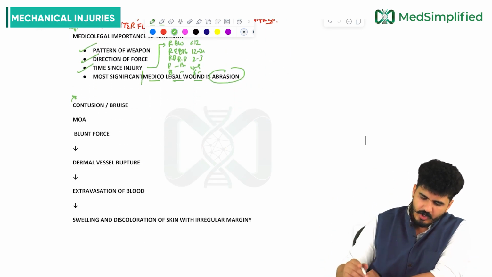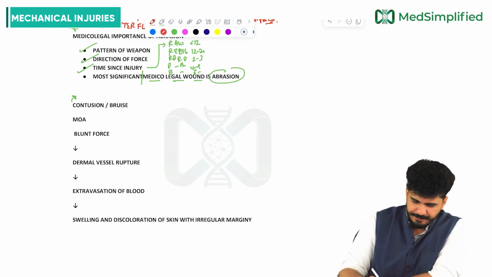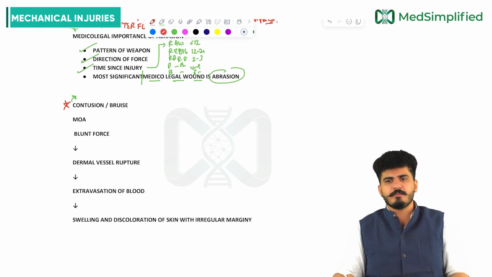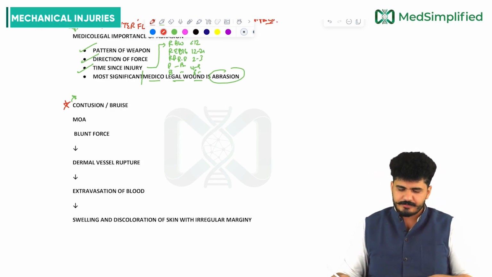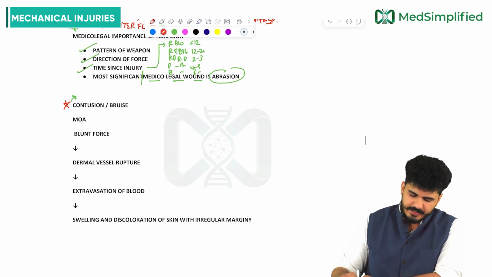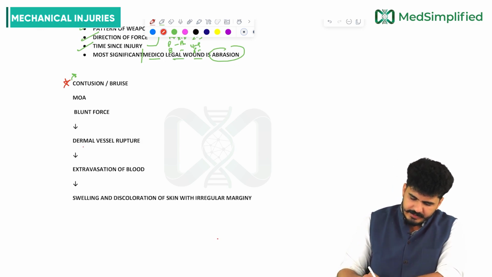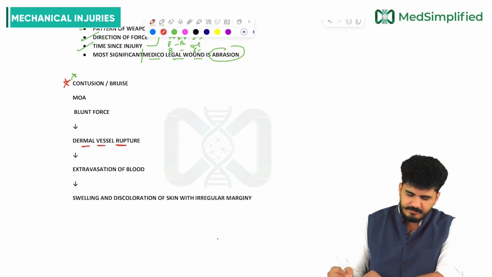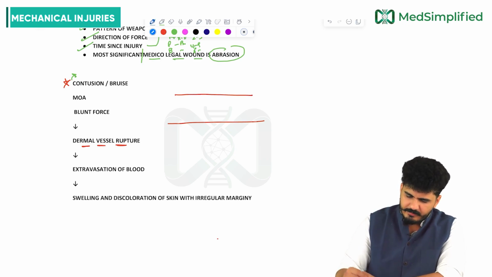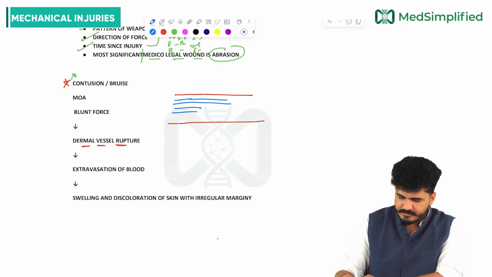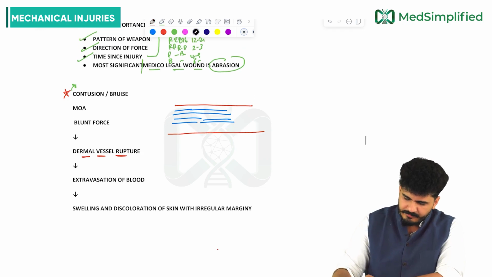Now we'll be moving on to the next topic. Next topic is contusion or the bruise. If we see right here, sir, contusion or the bruise, the mechanism of action is blunt force. There will be a dermal vessel rupture. If this is skin, under the skin there will be the vessels. These blue are the vessels. So moment there is a heavy blunt force right here, sir.